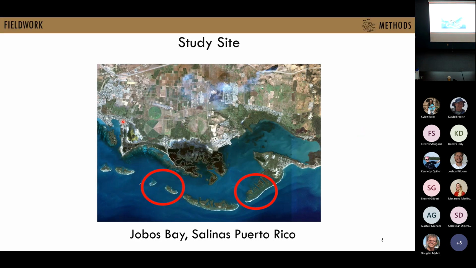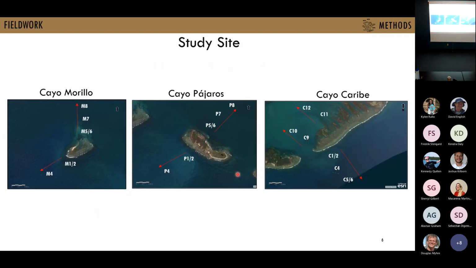My study site, as I mentioned before, is Jobos Bay, Puerto Rico. I worked specifically in these reefs right here, and at the tip of this reef right here, their names are coming soon.